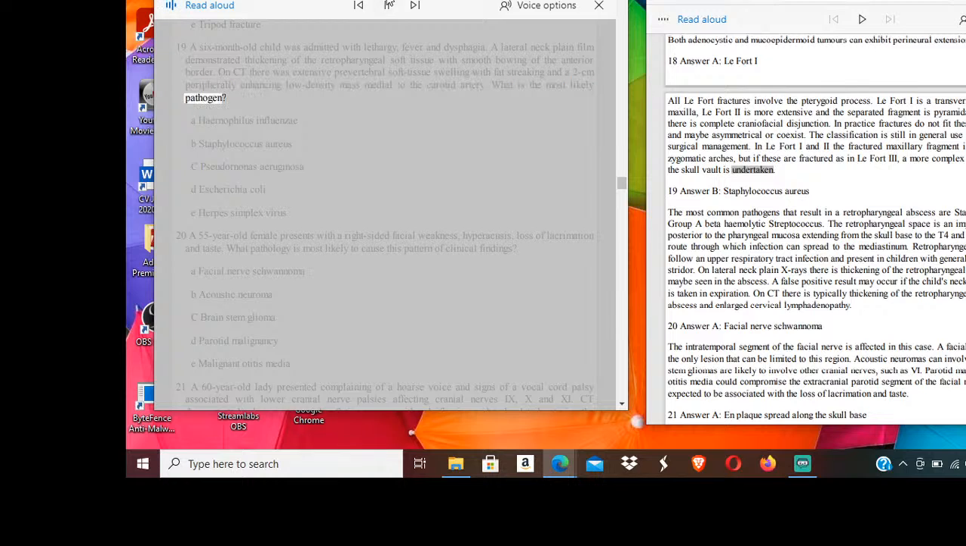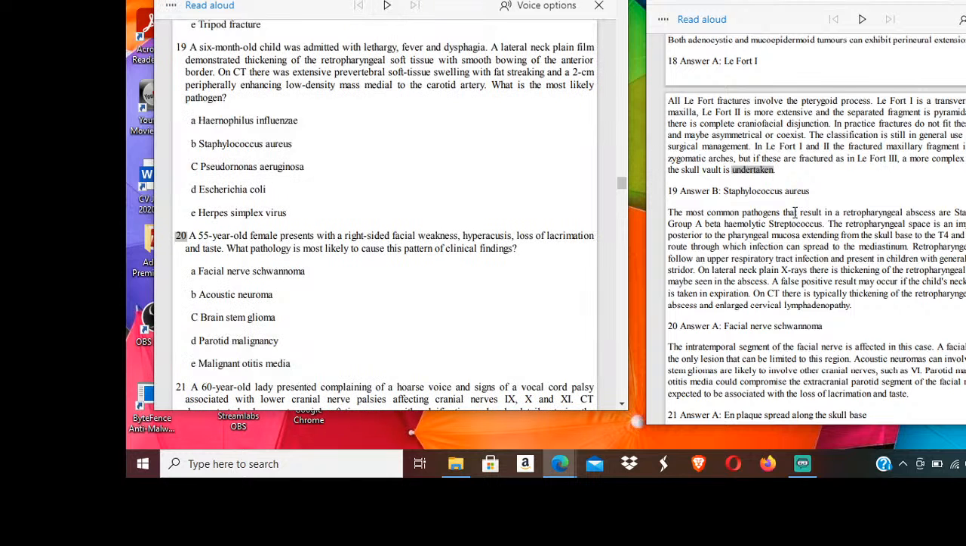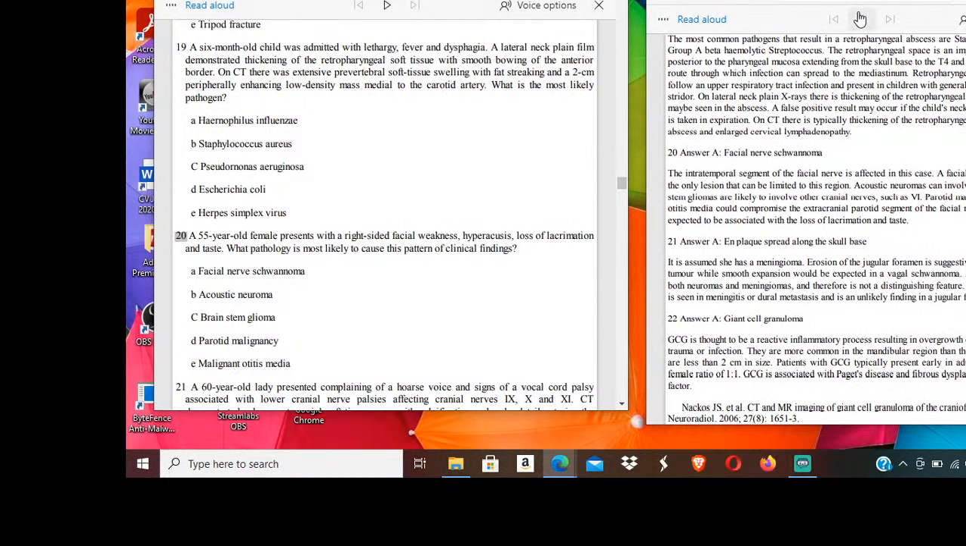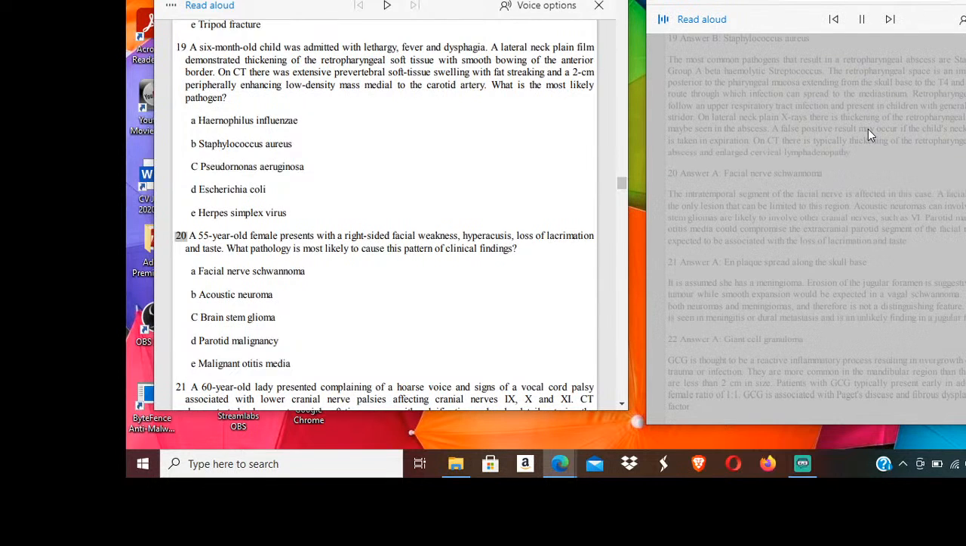What is the most likely pathogen? A. Haemophilus influenzae. B. Staphylococcus aureus. C. Pseudomonas aeruginosa. D. Escherichia coli. E. Herpes simplex virus. 20. Answer B. Staphylococcus aureus. The most common pathogens that result in a retropharyngeal abscess are Staphylococcus aureus, or group A beta hemolytic streptococcus.